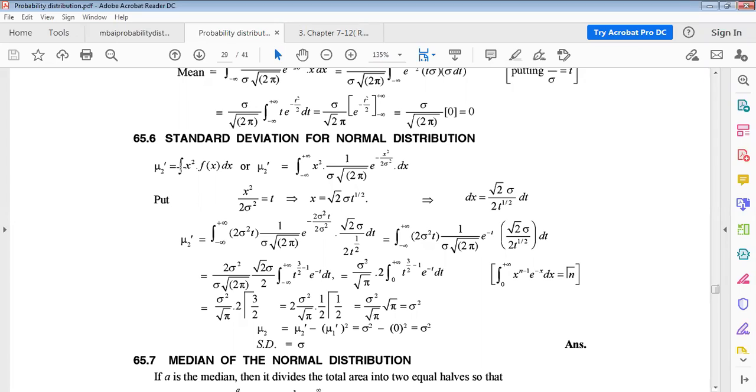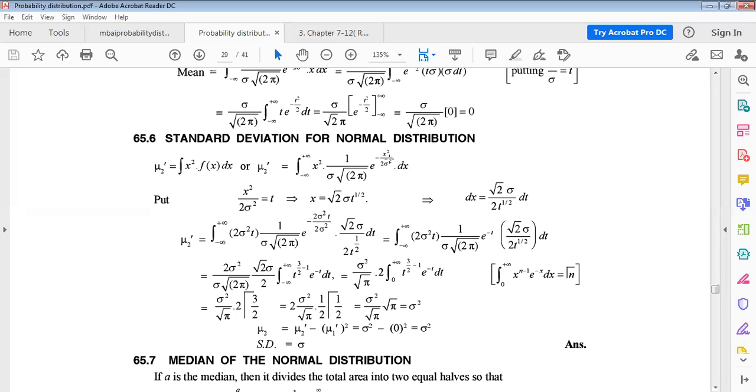Now for the same case, the standard deviation for the normal distribution. Actually, the second raw moment can be written as integration x square f of x dx. That means the second raw moment equals minus infinity to plus infinity x square f of x, where f of x is the probability density function for the normal distribution: 1 divided by sigma root twice pi e to the power minus x square by 2 sigma square.